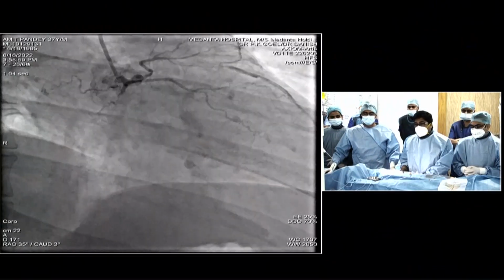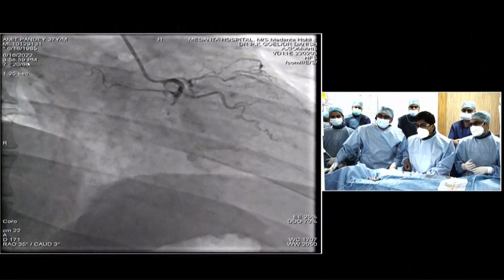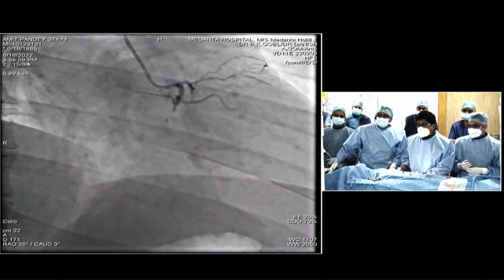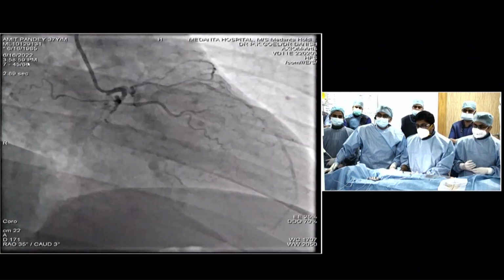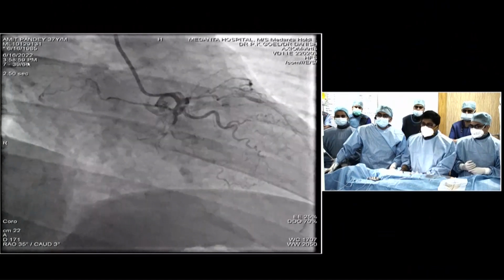If you have the ipsilateral, although it looks like a tapered tip. Dr. Goel, if you have an ipsilateral collateral filling the LAD sufficiently, and if you are not trying any retrograde procedure to the conus artery, what is the need for the right coronary injection? Yes.